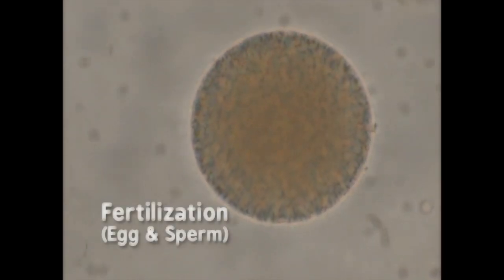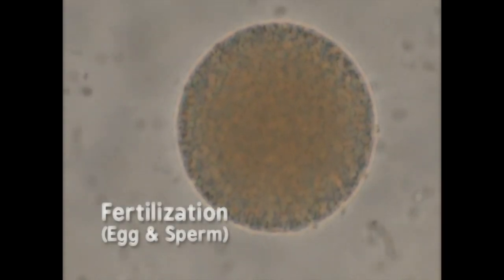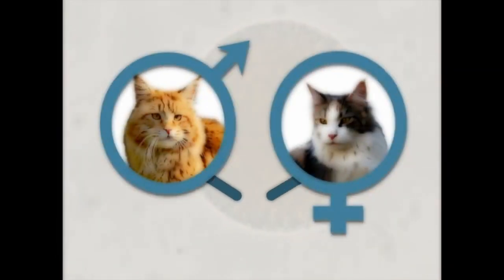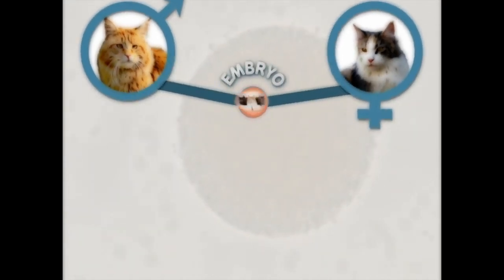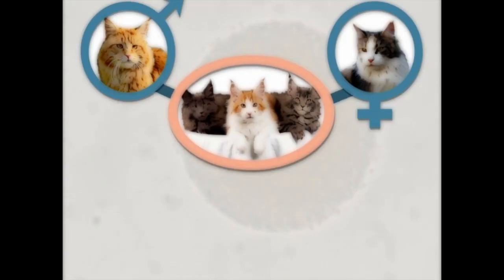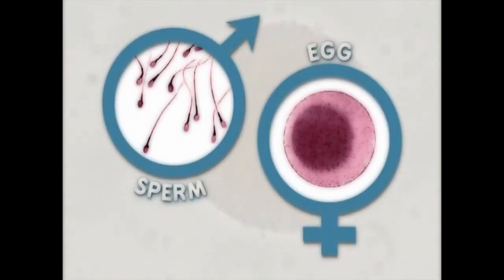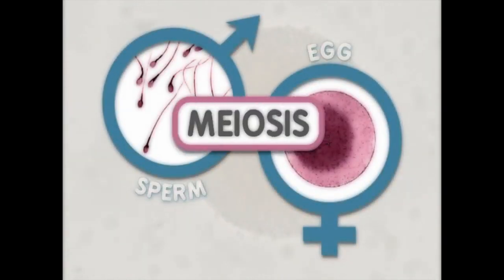Many organisms pass their genes to their offspring through sexual reproduction. This begins when two gametes unite to form an embryo that is genetically unique from the parent organisms. The embryo then grows into an adult who in turn passes their genetic information on to their own offspring. Gametes are formed through a process called meiosis.